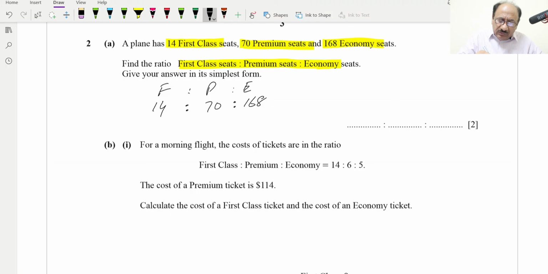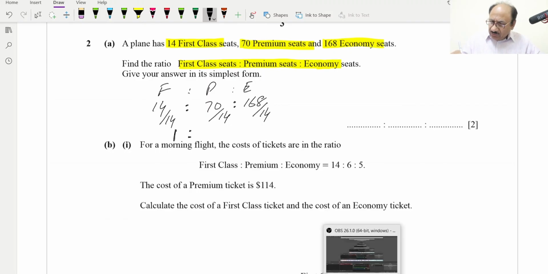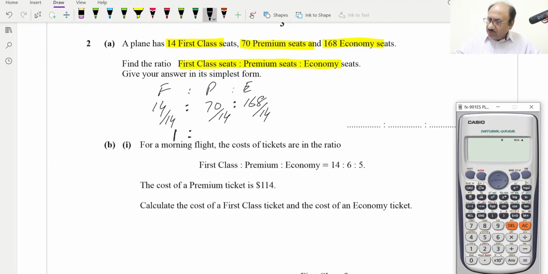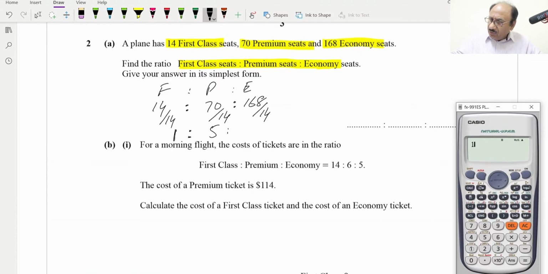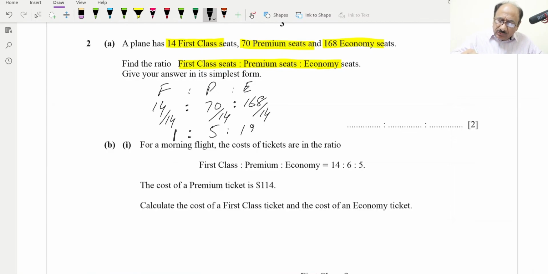And now we can divide everything by 14. So divide this by 14, divide this by 14, divide this also by 14. So this will be 1 ratio 70 divided by 14. So 70 divided by 14 will be equal to 5. So 1 ratio 5, and the third one will be 168 divided by 14. This will be equal to 12. So this will be the required ratio. We will write over here at the proper location to get the 2 marks basically.